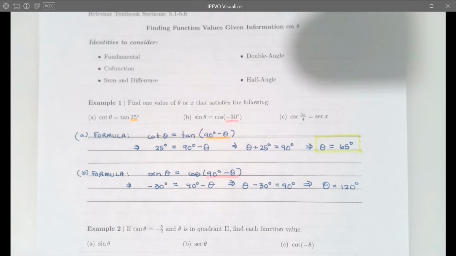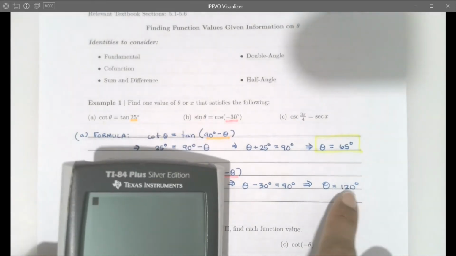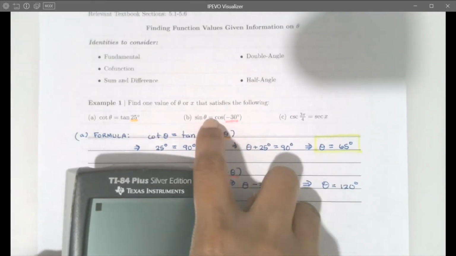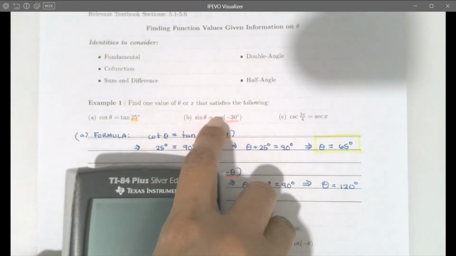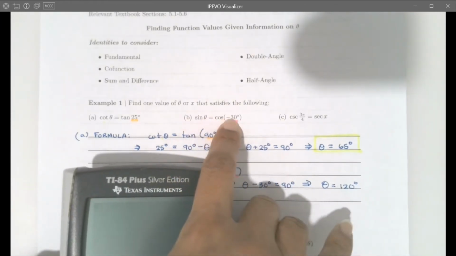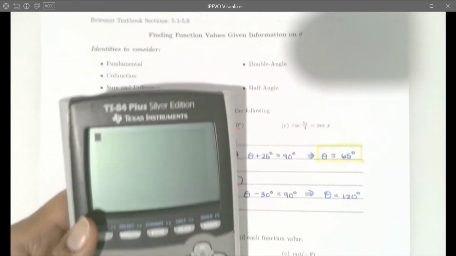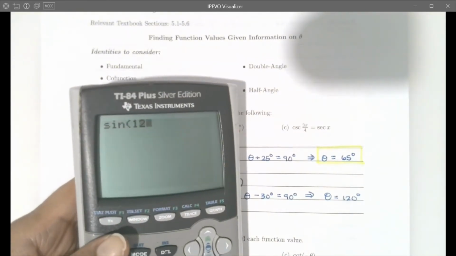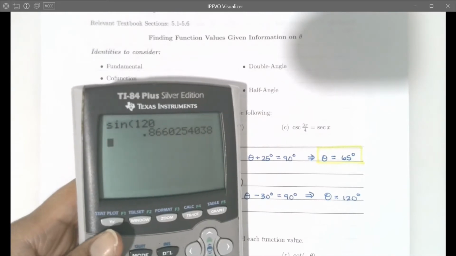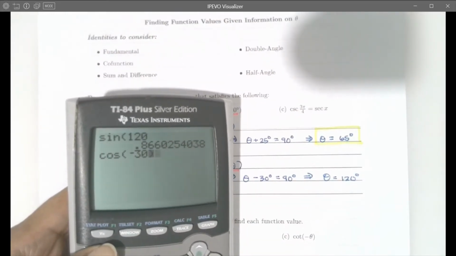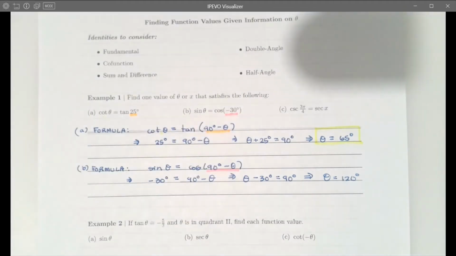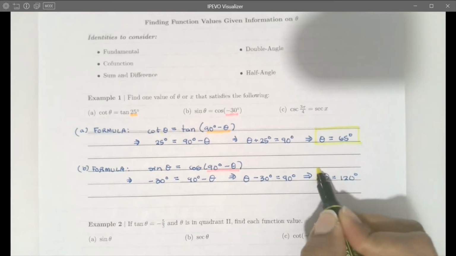And let's verify our answer. So if I replace the 120 back into the equation, we're saying that sine of 120 is the same as cosine of negative 30. And so first, we'll look at sine of 120, and that gives us about 0.86. And now we'll look at cosine of negative 30, and that gives us, again, the same number. So that means our answer is correct.